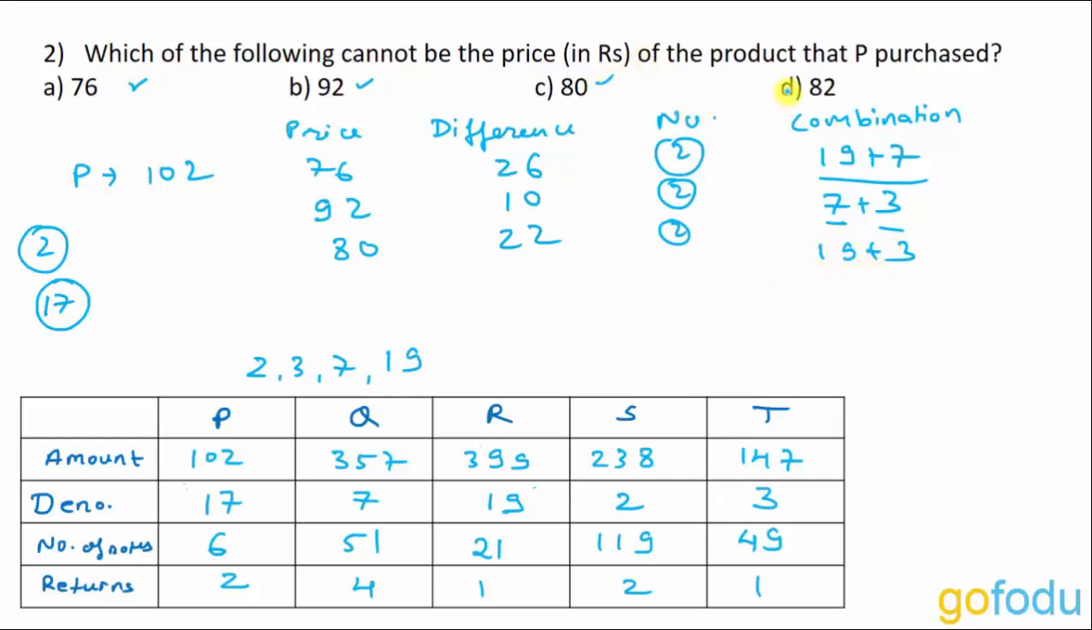So definitely the answer should be option D, 82, but let's check. 82, difference is 20. Now using this combination, you cannot form 20. 19 plus 2 is 21 minimum. So 20 is not possible. So 82 cannot be the price of the product that P purchased. Option D is the correct answer. Let's move to the next question.